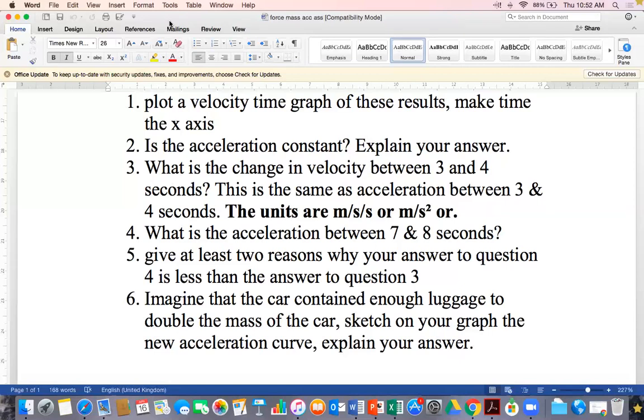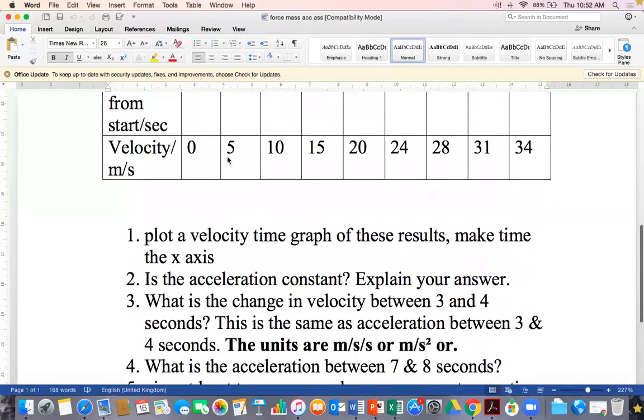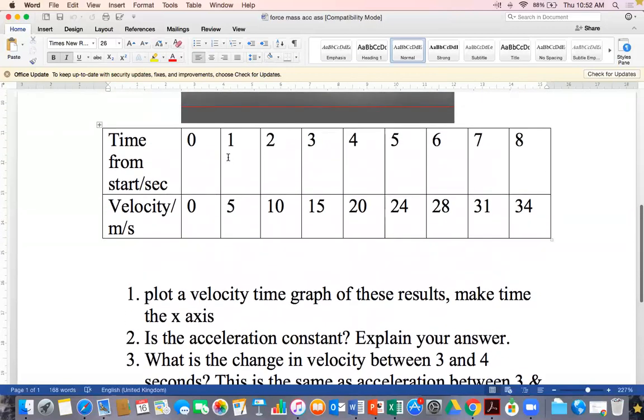Okay, so is the acceleration constant? No. Okay, why not? Because the graph is not straight. It's accelerating constantly at the front. Then after that, it's not constant anymore. Correct. So from the start up to the 4th second, it's accelerating constantly.